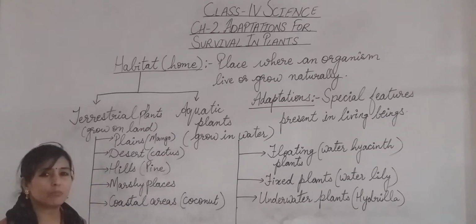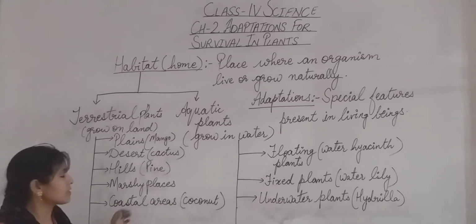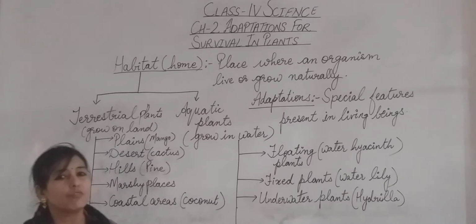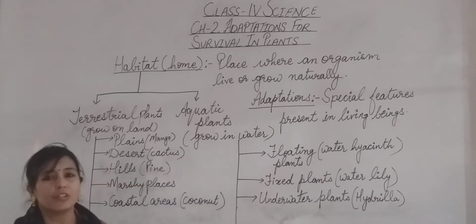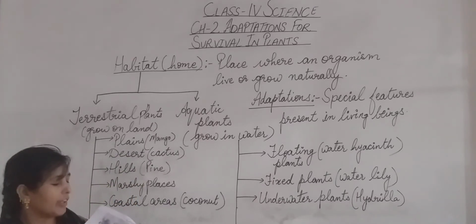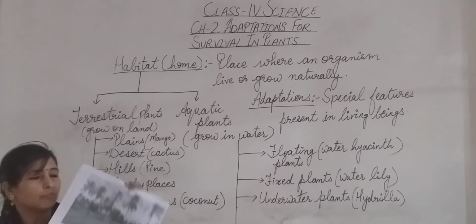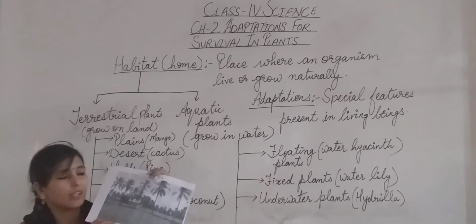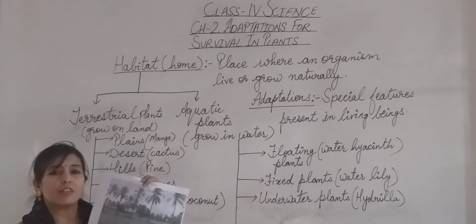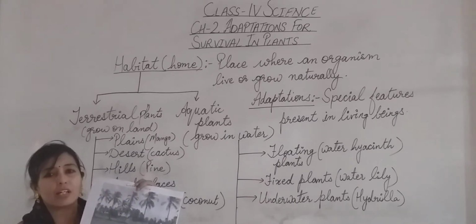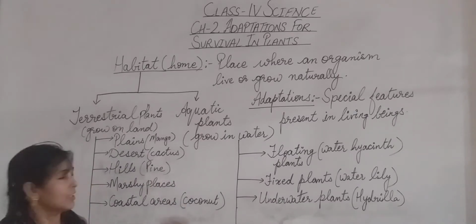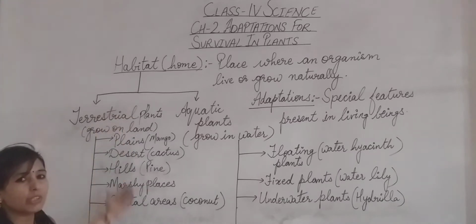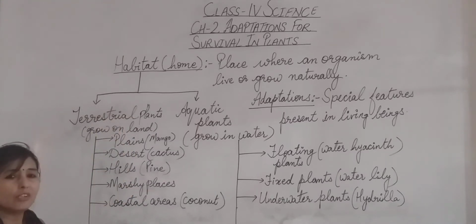Next we are going to talk about coastal areas. The plants are very well adapted to live with salty water. The trees found here are coconut and teak. These are the common trees found in coastal areas. These were the examples and characteristics of the terrestrial plants.